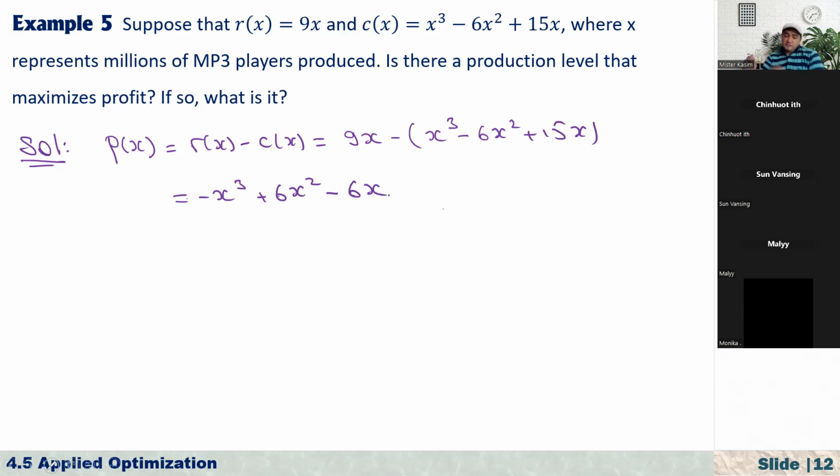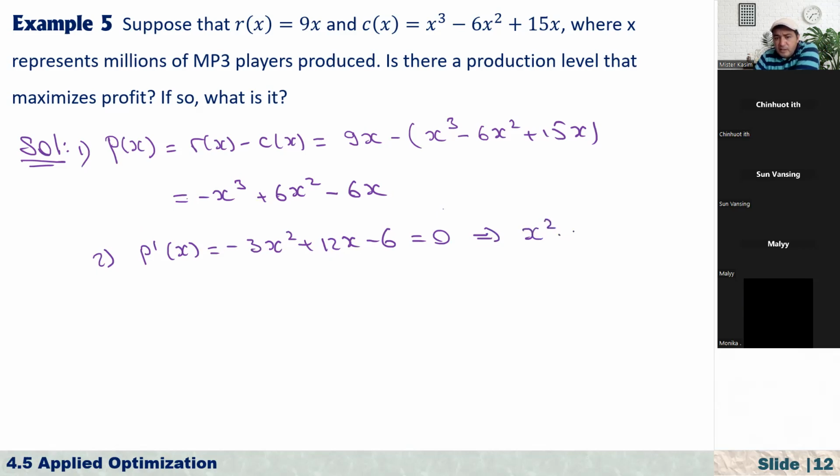So now to maximize, first we have to find the critical point. So number 2, what is the critical point? This P prime of x is equal to minus 3x squared plus 12x minus 6. So this should be equal to 0, right? By solving this quadratic equation, we can find the critical points of this function. Let me simplify further, because all these numbers are divisible by -3. Divide by -3, it is x squared minus 4x plus 2. That's equal to 0, right?